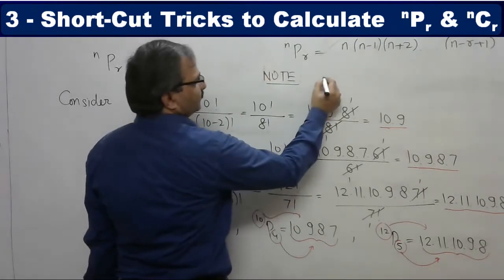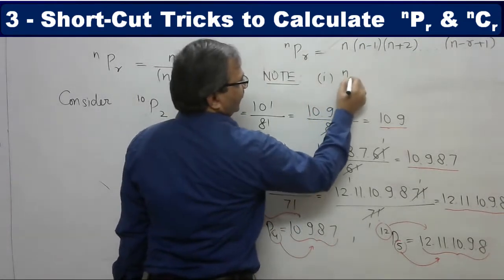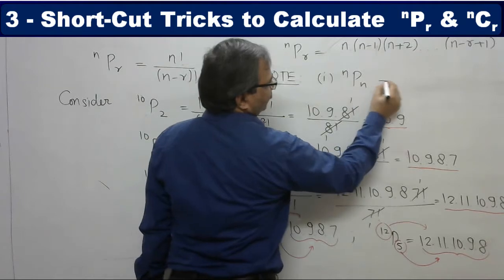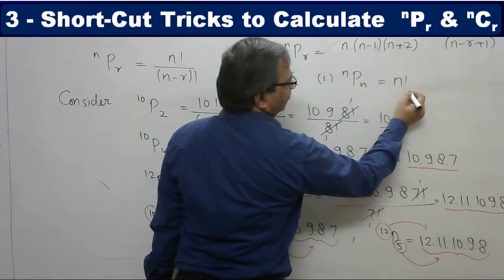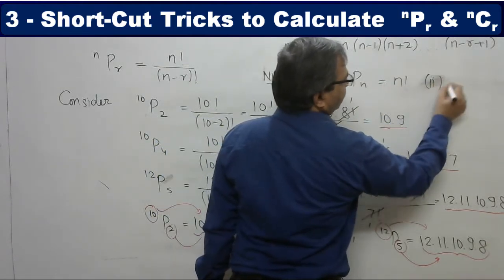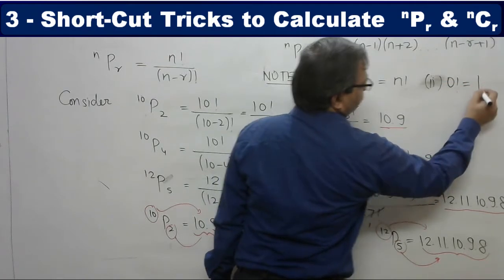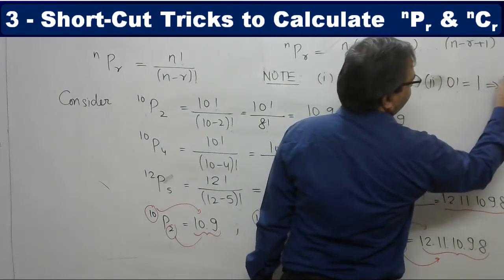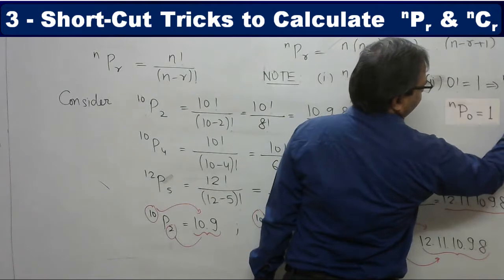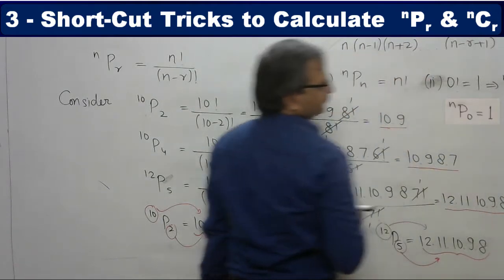Here just note the special cases. nPn will be equal to n factorial, and by convention we take 0 factorial is equal to 1, which will imply nP0 is equal to 1.